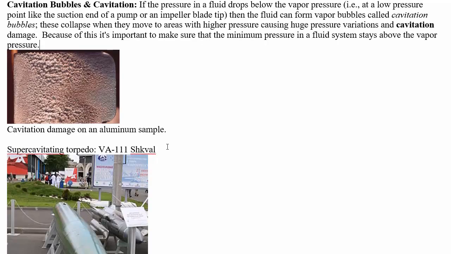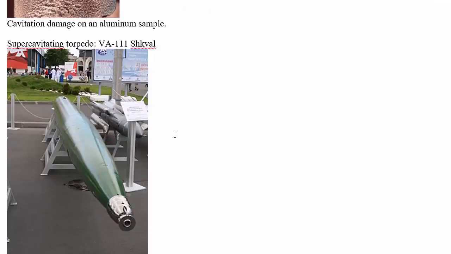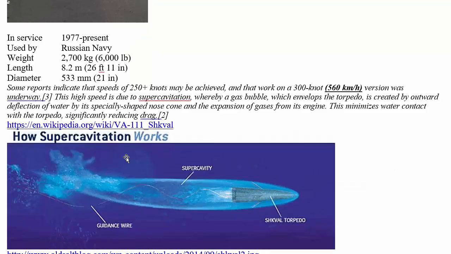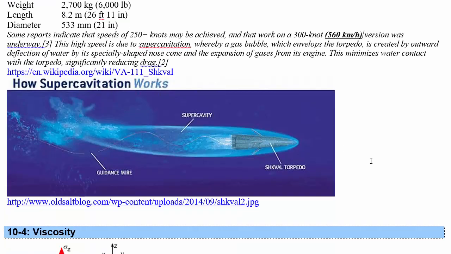Cavitation is sometimes used to an advantage in engineering design. Here's a supercavitating torpedo, the Shkval. This is in service by the Russian Navy. Basically what it does is it generates cavitation around the torpedo as it's firing so that it gets to deal with mostly air drag rather than a much more potent fluid drag. Supposedly, it's able to go around 560 kilometers per hour underwater, which is pretty crazy.